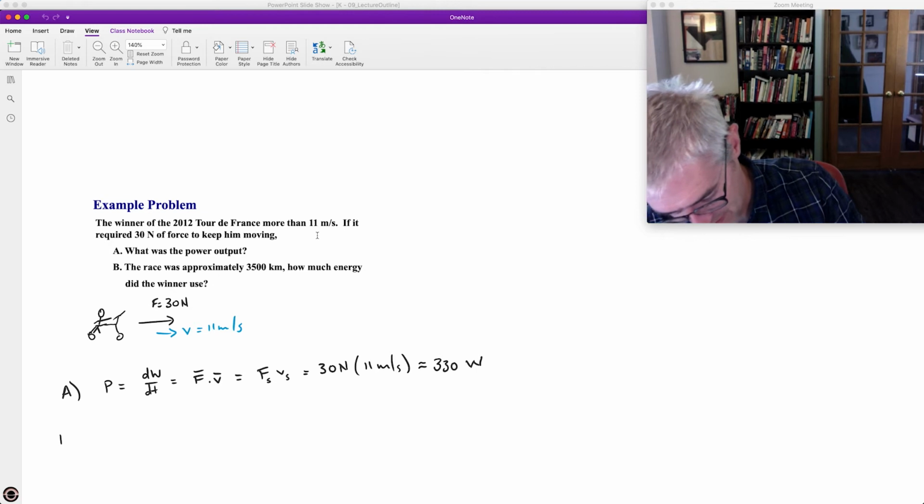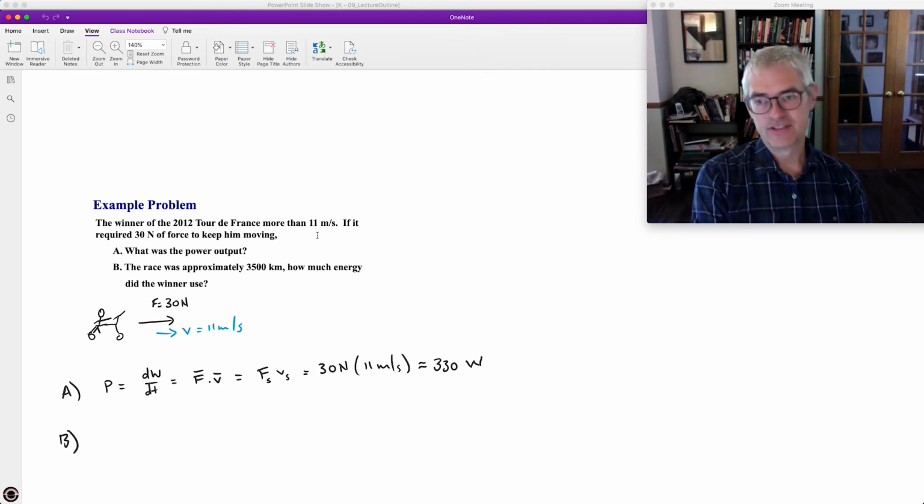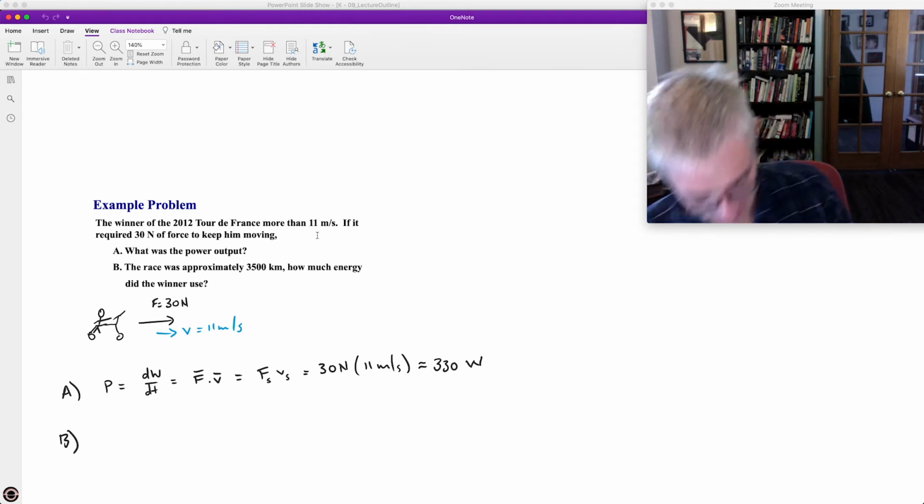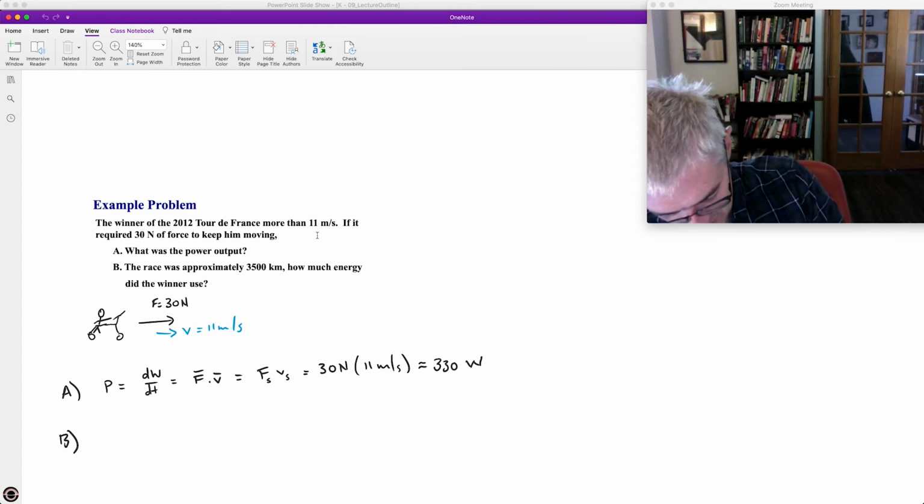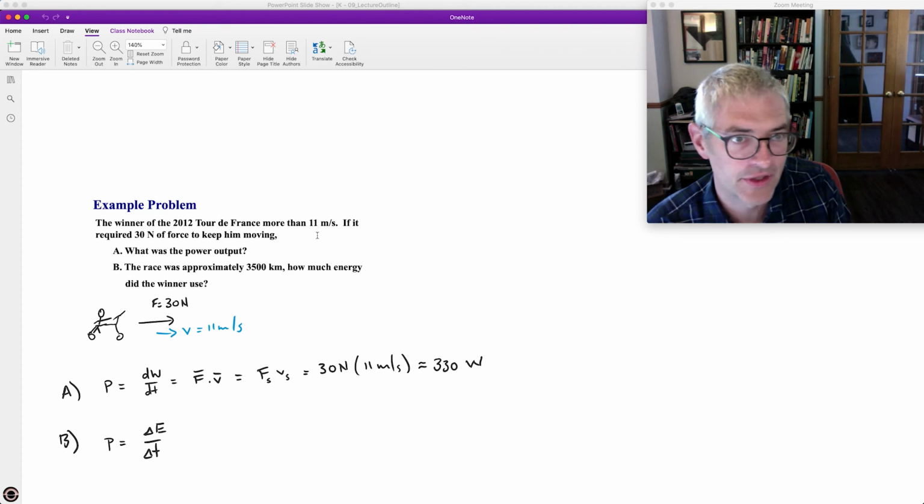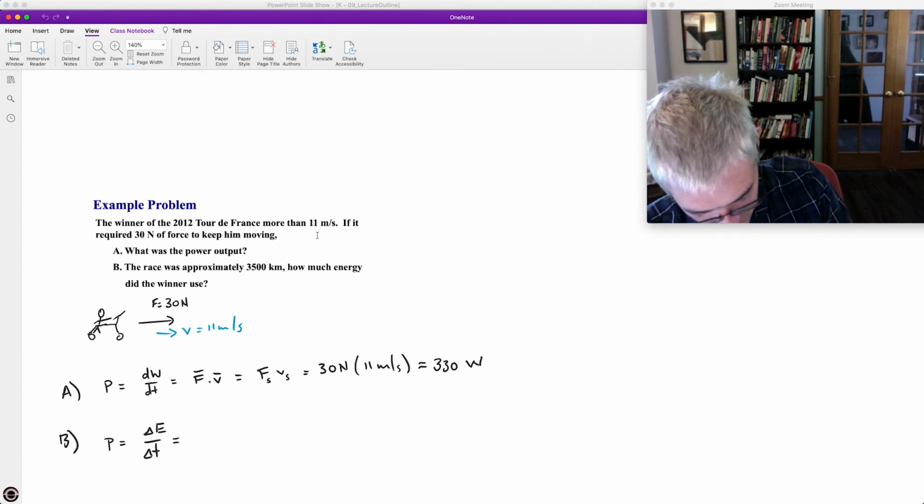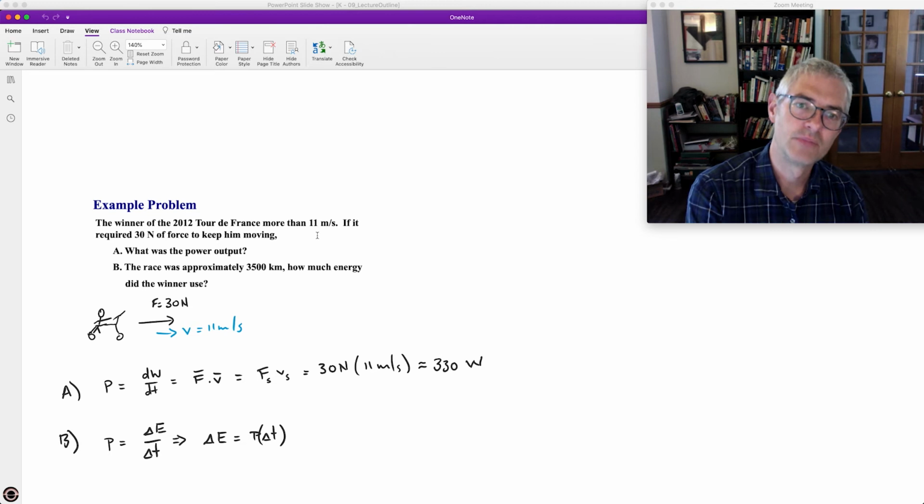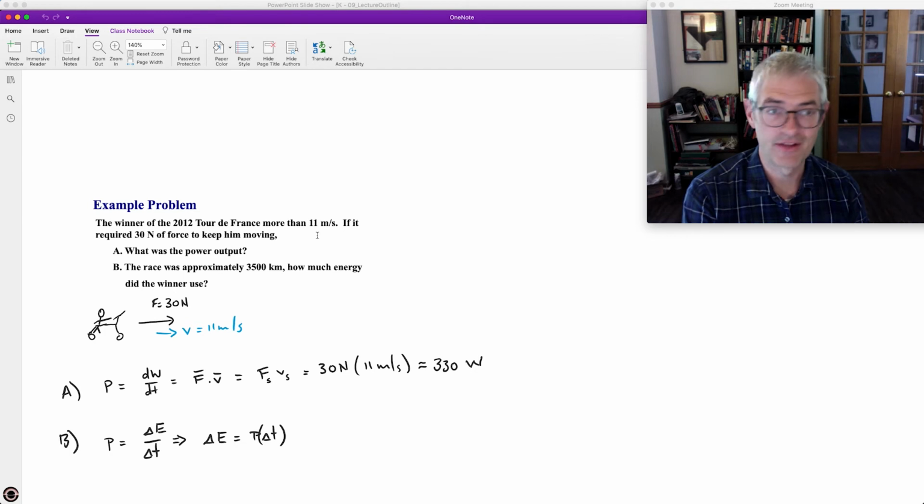Okay. Part B, if the race is 3,500 kilometers, how much energy do they use? So we had this relationship. Power is equal to dW/dt, or the change in energy over change in time. We're trying to find out how much energy it costs, or how much work they have to do. So we could rearrange this to say that the energy required is equal to the power times the amount of time that's going on. The power we know, 330 watts. What we need to do is find how long it takes.